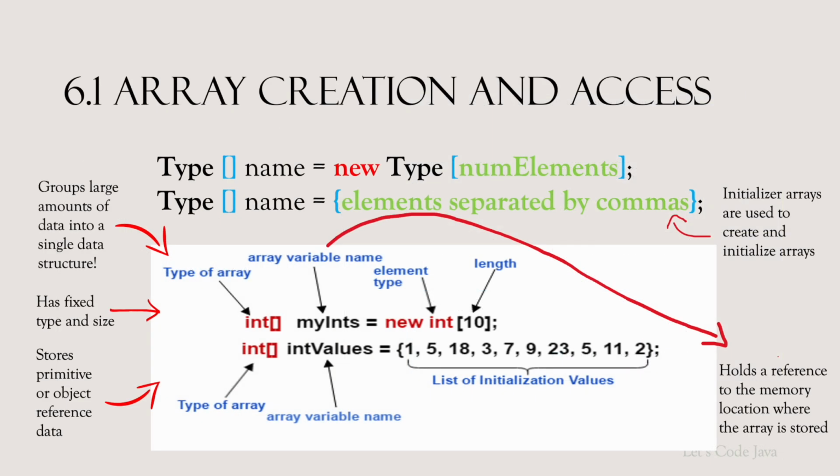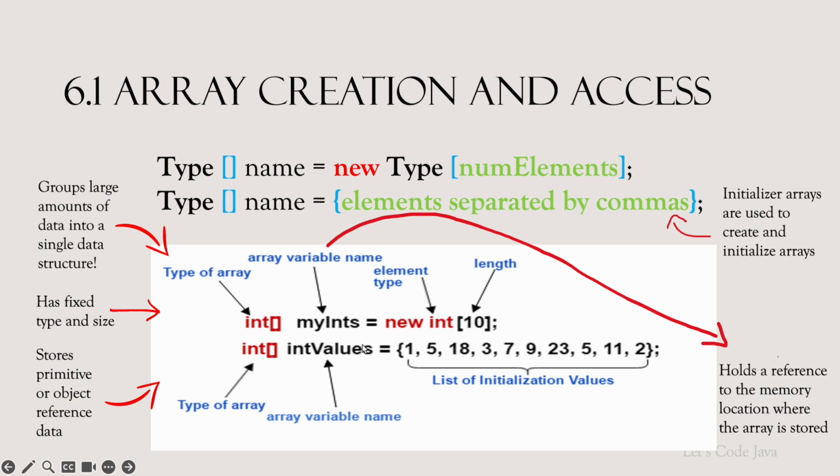Okay, so right off the bat, 6.1. At the top, these 2 lines show how your array should be structured. It should begin with the type of the array, followed by 2 square brackets, followed by the name, equals the keyword new, which creates a new memory location, the type, and then the number of elements. You can clearly see in the example how we have the int as the type, followed by the square brackets, followed by the name, which could be anything, equals new int, and the length.